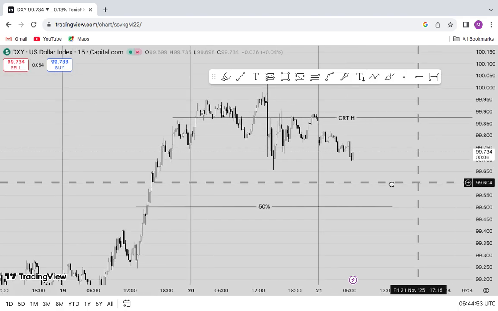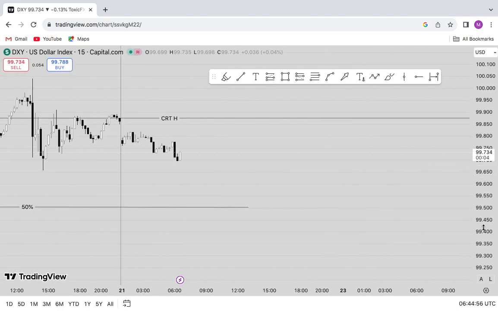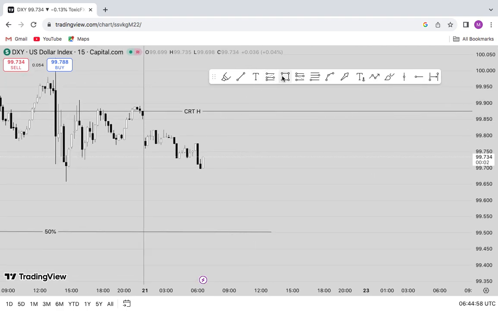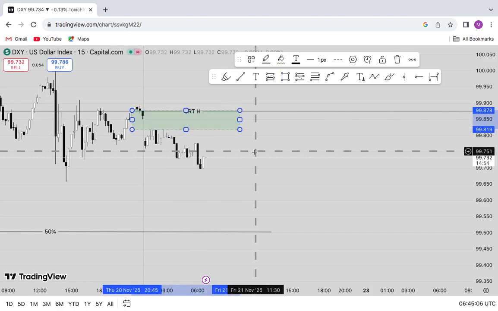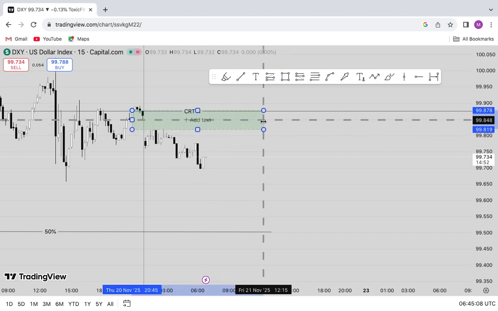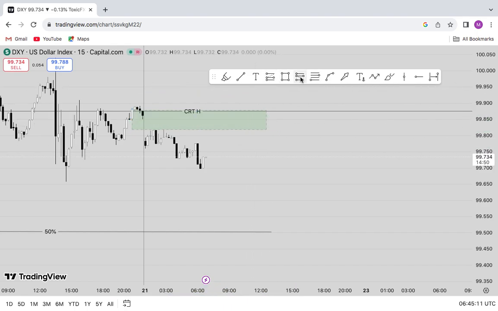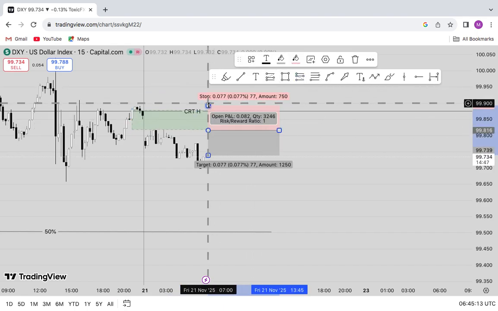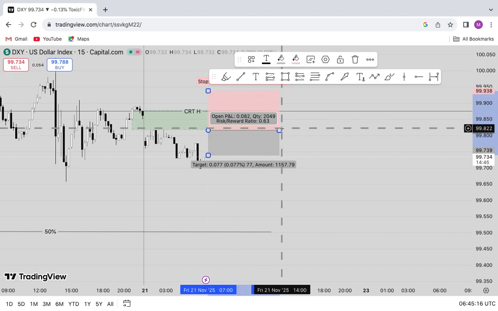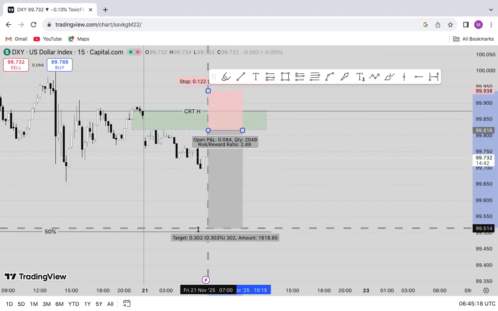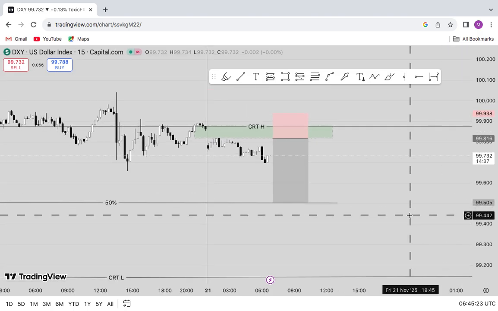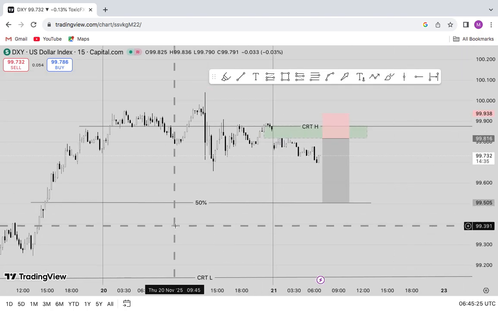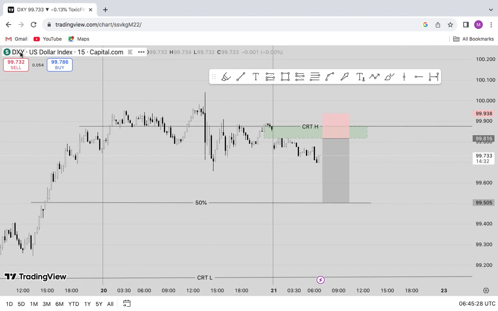So I'm going to use this gap here, this area here, as my entry. If price can come and fill in this gap, if price comes back to this level, I will be taking my entry from this level here, with a stop loss above, and I will be targeting the 50%. The 50% is where I will be targeting for my take profit. So this is DXY, and let's head straight for EU.